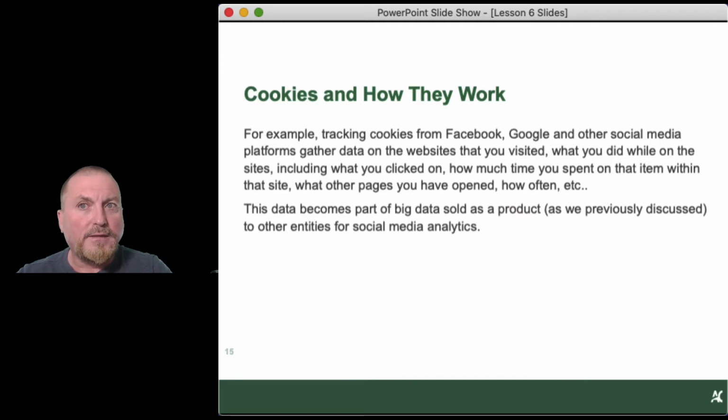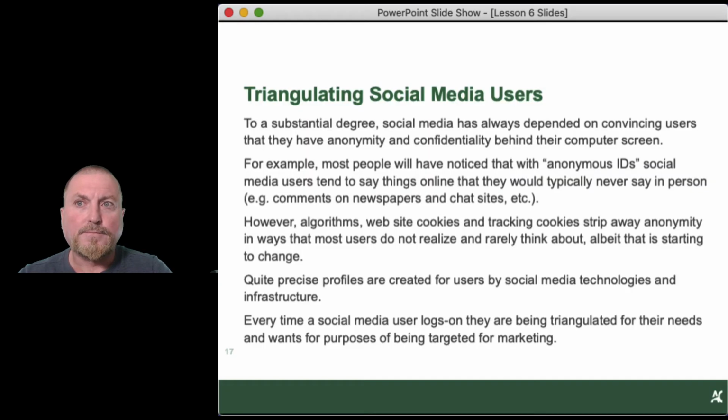This data becomes part of big data sold as a product, as we previously mentioned, to other entities for social media analytics as well. So the Trump campaign, the Biden campaign, the Liberal campaign in Canada, the Conservative campaign, the NDP, they will all be using this data to find out what the citizenry are concerned about, to push their buttons in a certain way over issues that they're heated about. All kinds of very sophisticated tactics now occur on the use of this big data, not only in the viral marketing sense, the commercial marketing sense, but also in the political sense and the social sense.